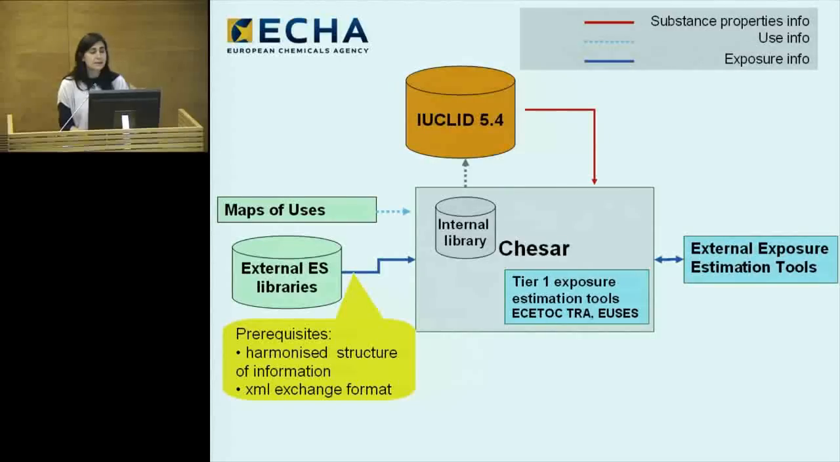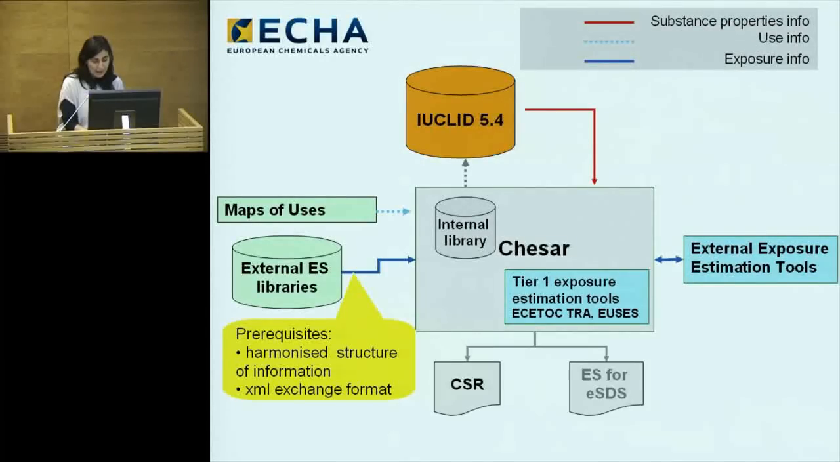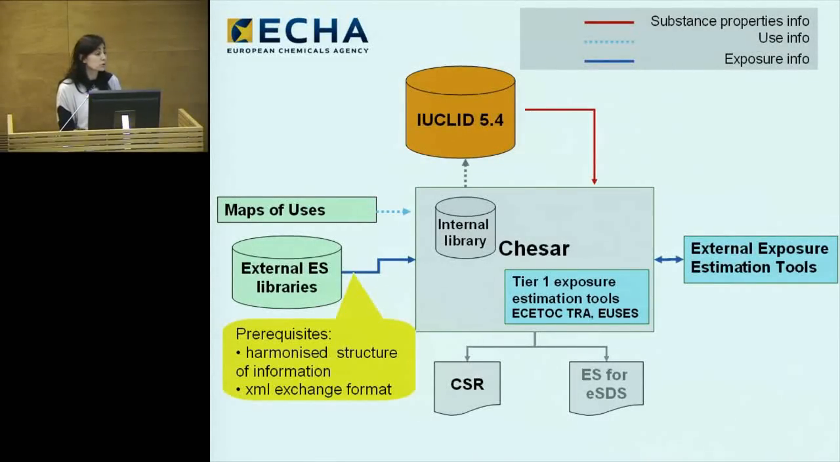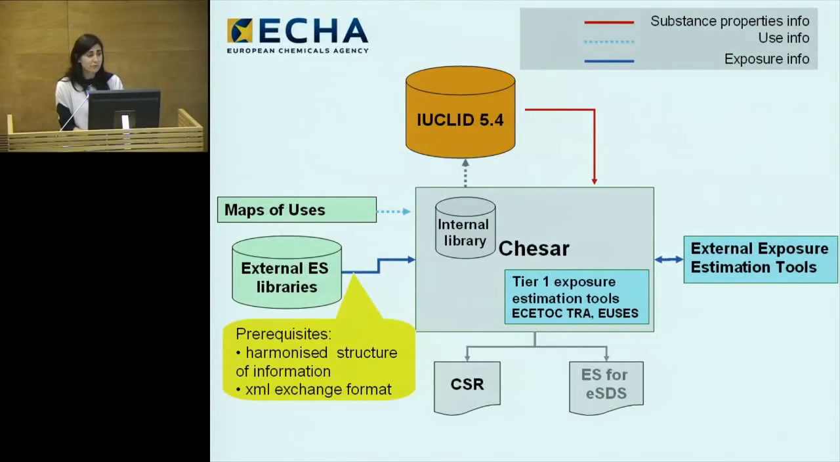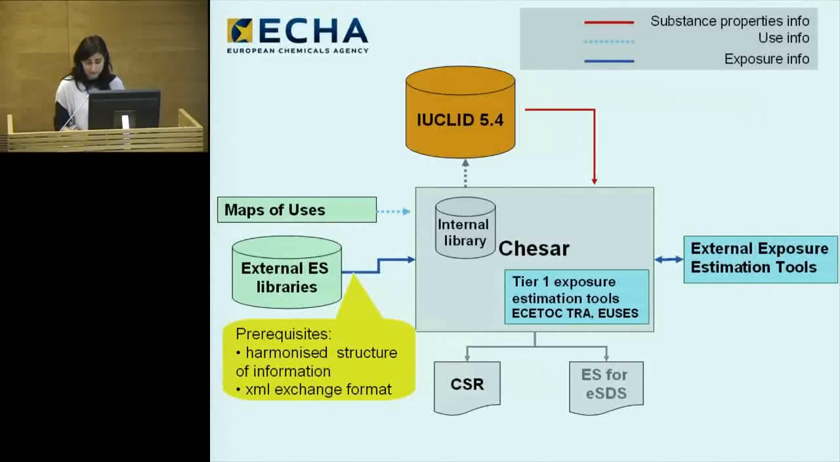And then there is a connection, a way back from Chesar to Euclid 5.4, meaning that you can copy into Euclid the uses that you have defined in Chesar. This is the meaning of the way back to Euclid. And finally, you can produce your CSR. With the information from Euclid 5.4 and from Chesar, you are able at the end to have a full, complete CSR.